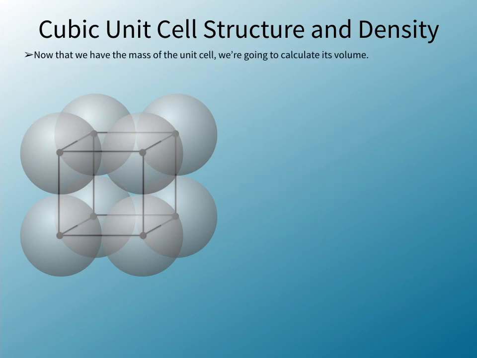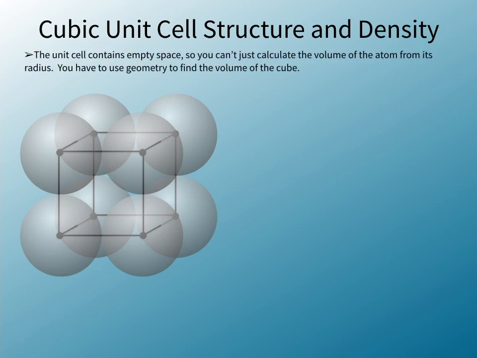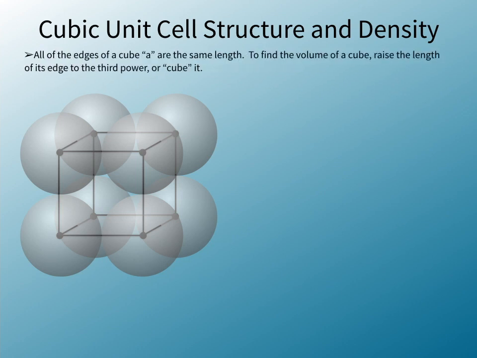Now that we have the mass of the unit cell, we're going to calculate its volume. The unit cell contains empty space, so you can't just calculate the volume of the atom from its radius. You have to use geometry to find the volume of the cube. All of the edges of the cube, A, are the same length. To find the volume of a cube, raise the length of its edge to the 3rd power, or cube it.